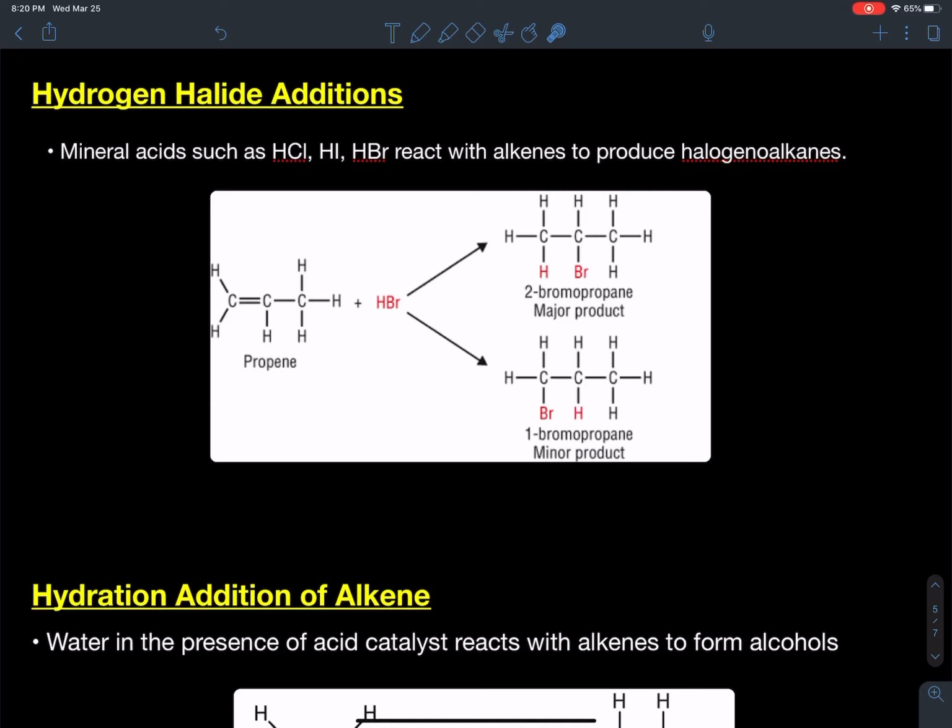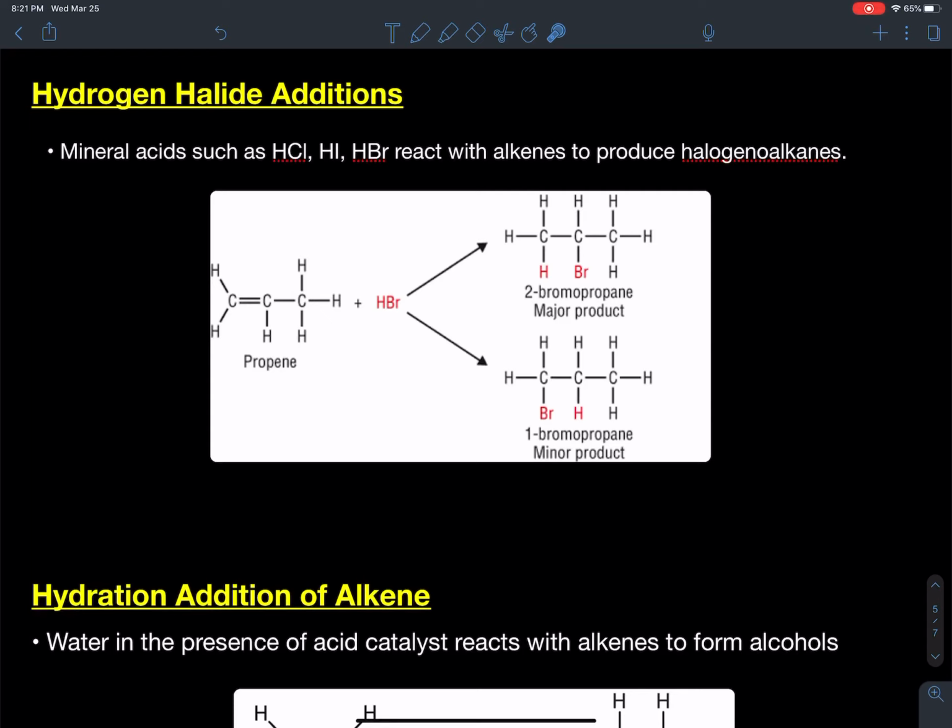And as you can see from this diagram, the major product is where the hydrogen goes on the outside and not on the inside. And there's a principle for that. It's called Markovnikov's principle, where the hydrogen always goes to the carbon that has the most hydrogens to begin with. So in this case, this carbon has two hydrogens, that carbon has one. So this hydrogen is going to go to that first carbon because it has more hydrogens in it. And then the bromine is going to go to the middle one.